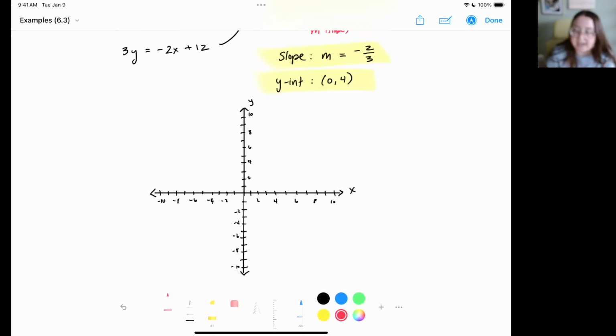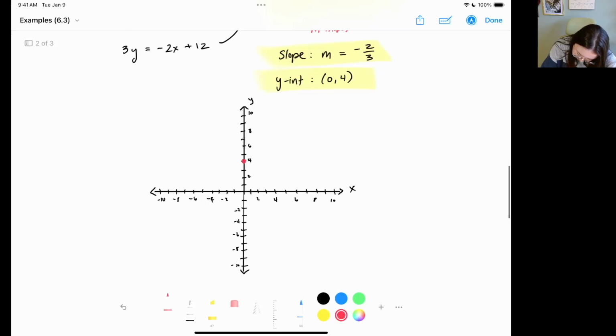All right, so we have our graph written out here and drawn out. So we're going to go through and make our 3 points. Now we know our y-intercept is at (0, 4), so we're going to make sure to go to (0, 4). So putting our point down at (0, 4), we have that y-intercept there. And then we're going to use the slope to create our other 2 points. So our slope is -2 over 3.